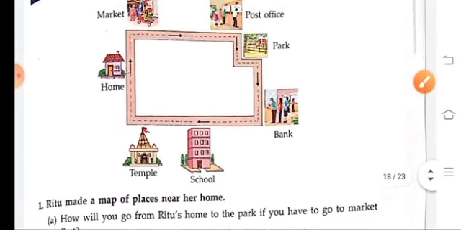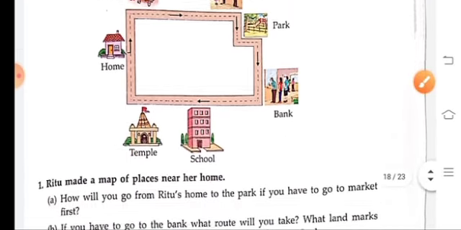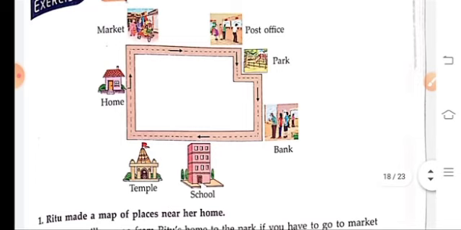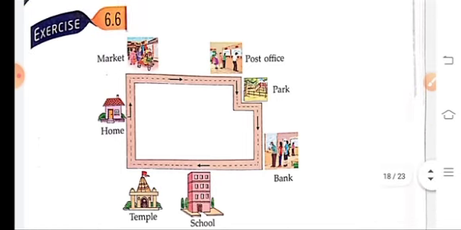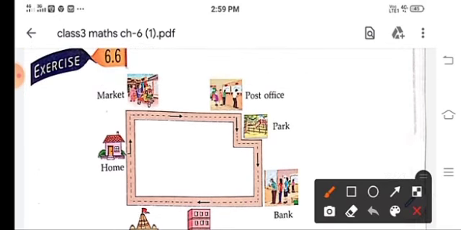Okay. So here first we'll do this. So first, what do we do? How will you go from Ritu's home to the park? You have to go to the market first. So let's see. This is the home of Ritu. So here we'll go to the market first. Okay. Then we'll move to the post office and then we'll move to the park.